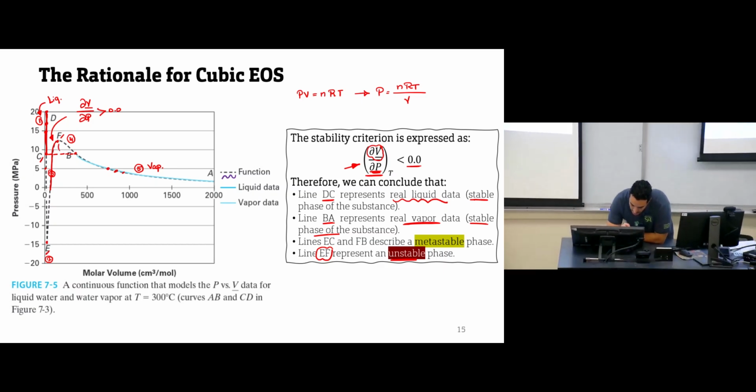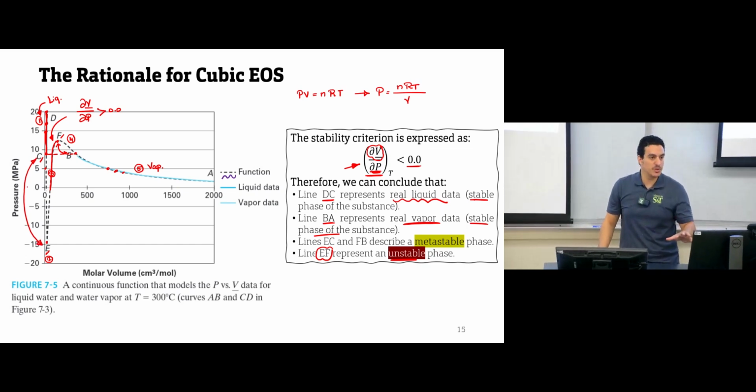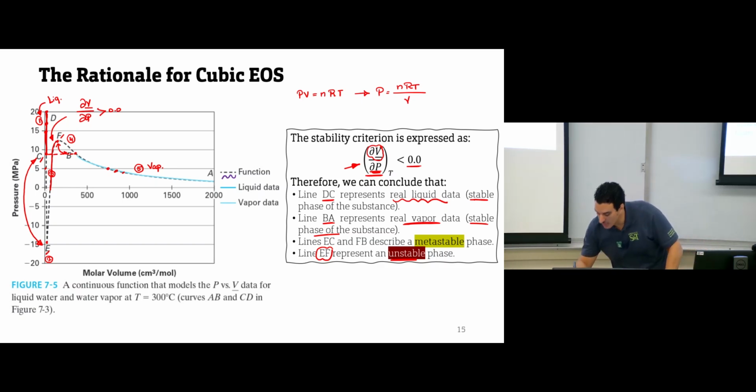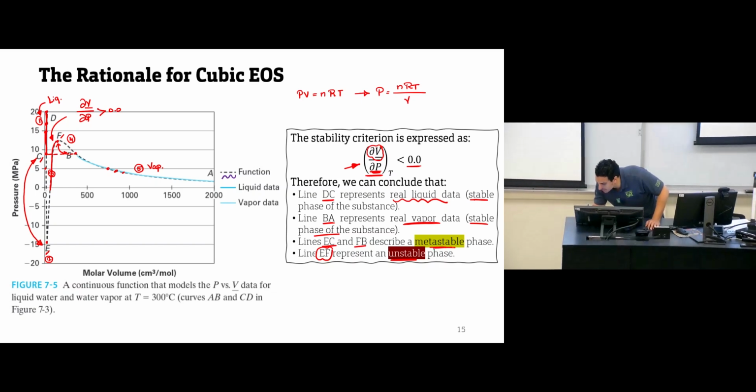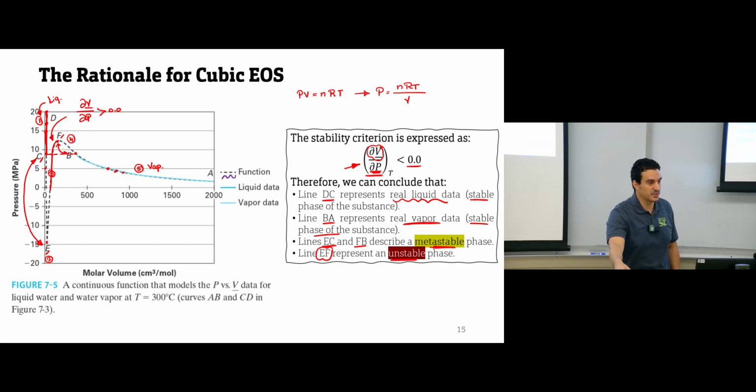The lines FB and CE fulfill the stability criterion. The relationship between pressure and volume is inverse, it's negative, but no real phases exist at this condition. This is why these two lines are called metastable phases. They fulfill the stability criterion, but in reality, no liquid phase or vapor phase will exist at this condition. So this is why it's called metastable. It's not a stable phase. We have the stability criterion fulfilled at this condition, but there is no real phase that will exist here.